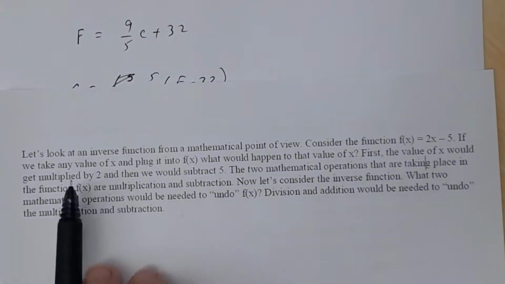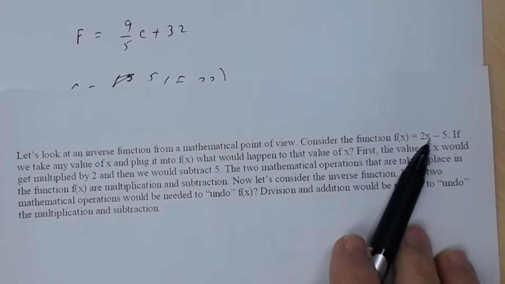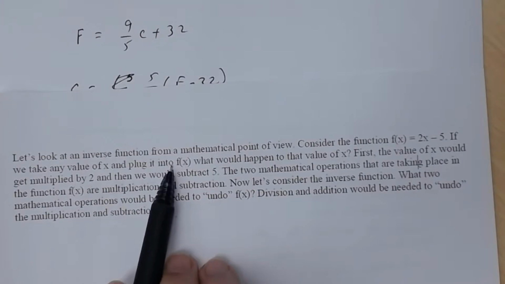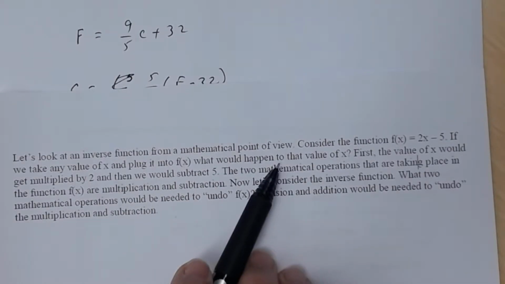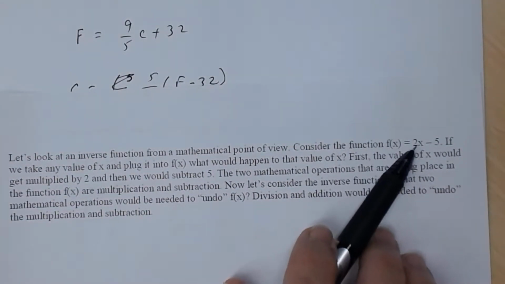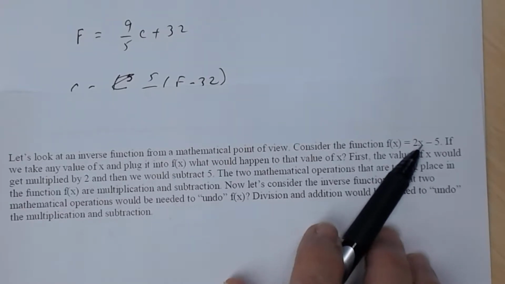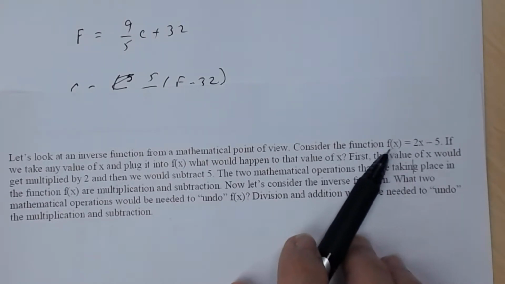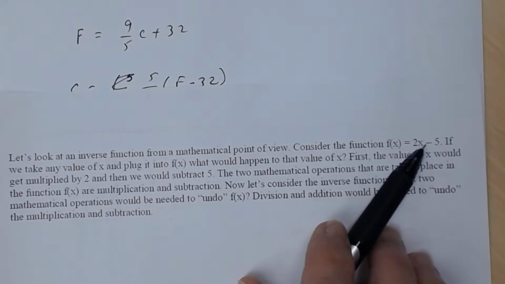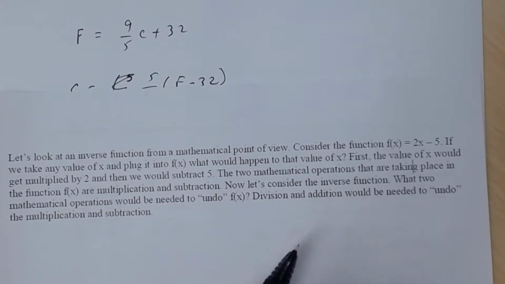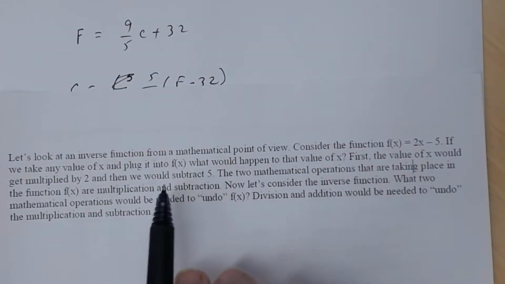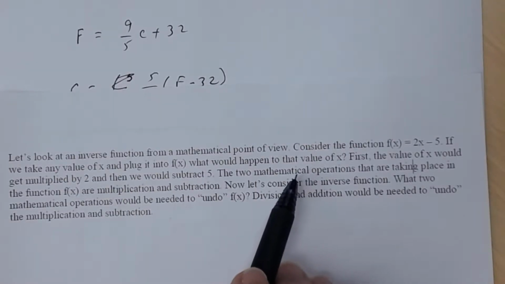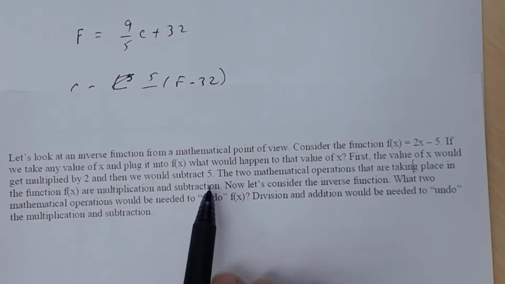So remember, we looked at this function right here, f of x equals 2x minus 5. If we take any value of x and plug it into the function f, what would happen? Well, first of all, the value of x will be multiplied by 2. So we've had experience with that. And then subtracting 5. Remember, when you graph lines, this is a linear function. When you graph the linear function, you would get 2 points. So you just substitute a value for x, and then find out what this y value is. So it would multiply by 2, and then you would subtract 5. The two mathematical operations taking place in the function f of x are multiplication and subtraction.